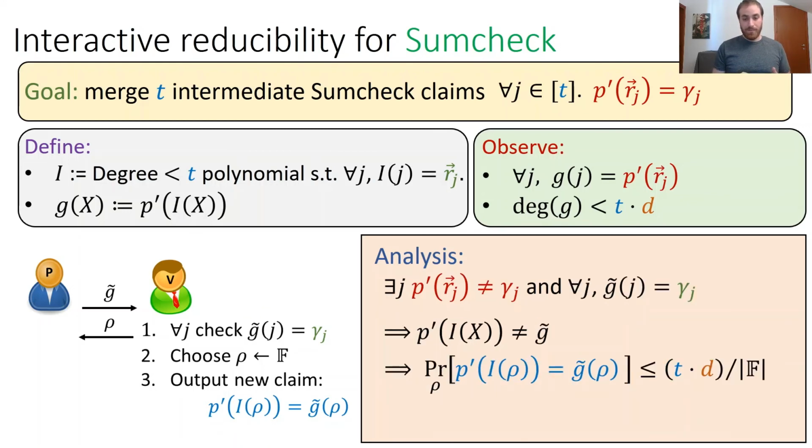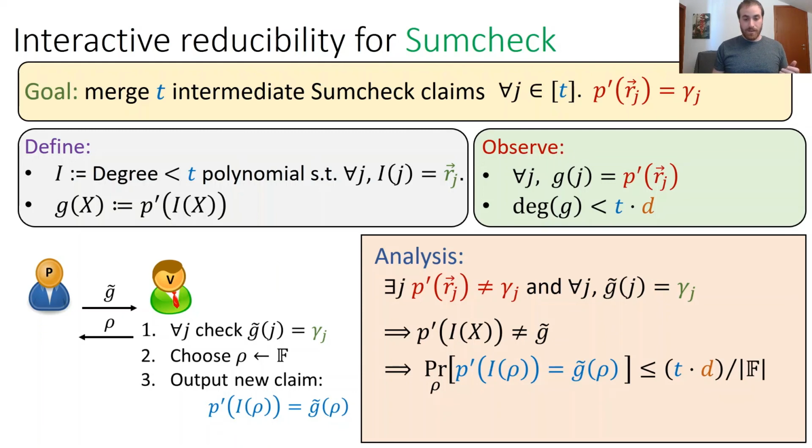On the other hand, if even one of the claims is false, that is, for some j, p prime of r sub j is not equal to gamma j, but g tilde of j is equal to gamma j, which must be the case because if the prover sends some g tilde for which this doesn't hold, the verifier rejects immediately. So then this implies that p prime of I of x is not equal to g tilde. And so by the Schwarz-Zippel lemma, the probability over a random field element rho that p prime of I of rho is equal to g tilde of rho is at most the degree of these polynomials, which is t times d, over the size of the field. And so this probability is a very small value.